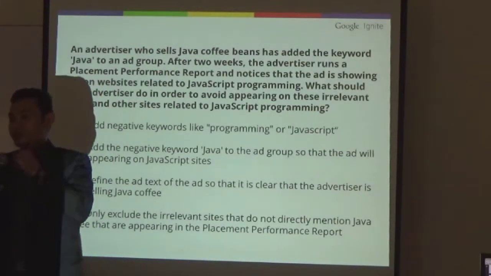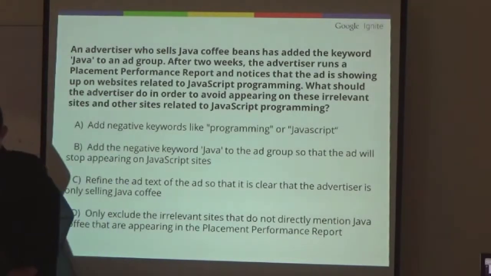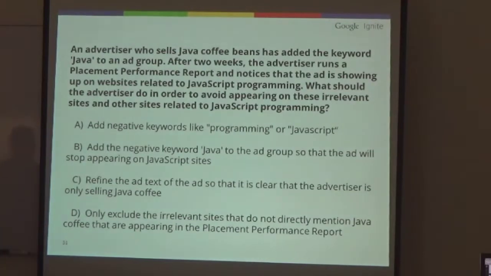Okay, how about this question over here? An advertiser who sells Java coffee beans has added the keyword Java to an ad group. After 2 weeks, the advertiser runs a placement performance report to see where the ad is being shown, and notices the ad is showing on websites related to JavaScript programming. What should he do?